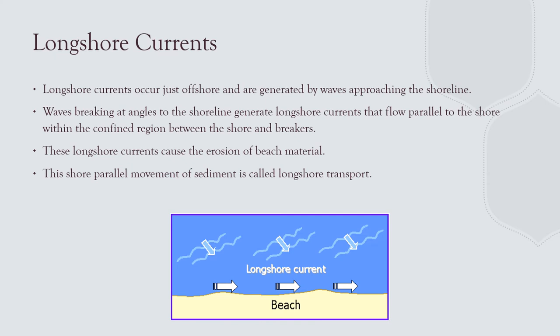Longshore currents are coastal processes. As waves come in, they come from a general direction, usually the direction from the prevailing winds, and they erode or push your beach in that direction, and that's called longshore currents.